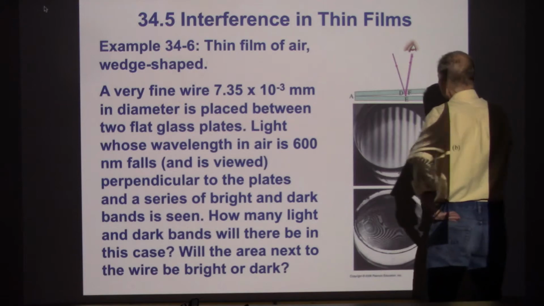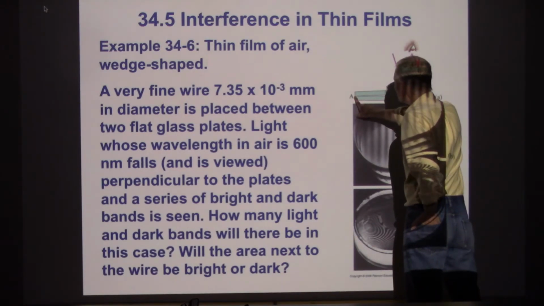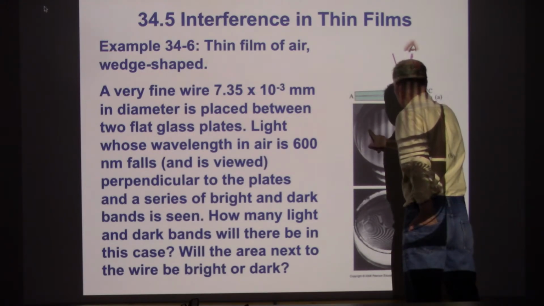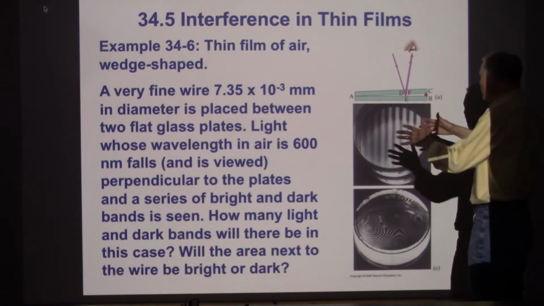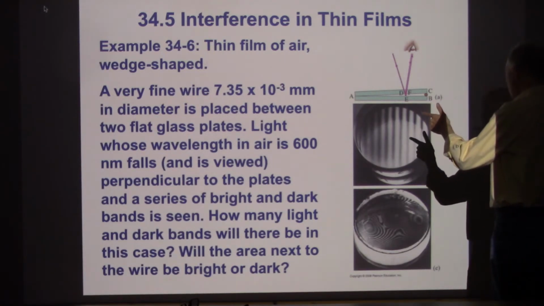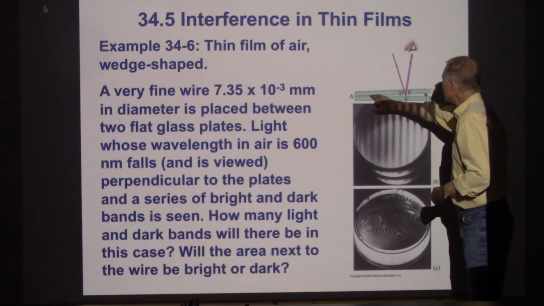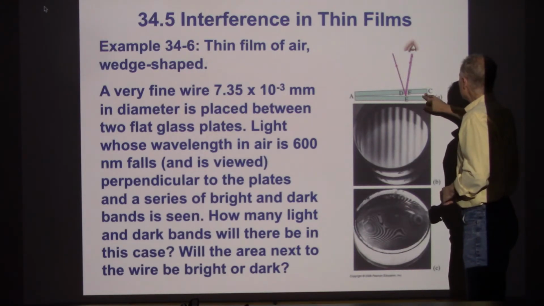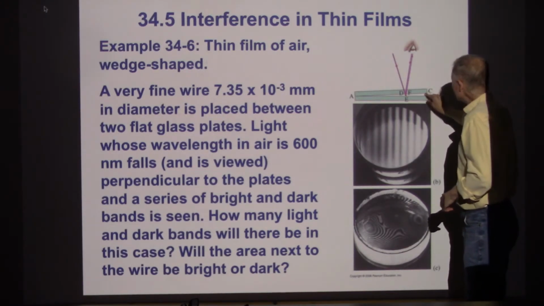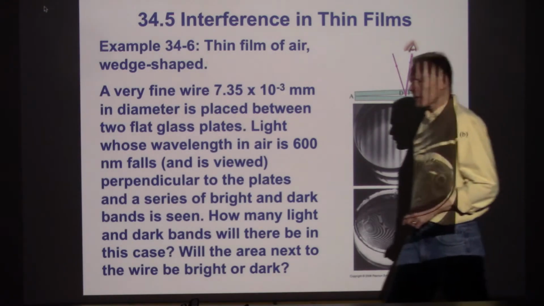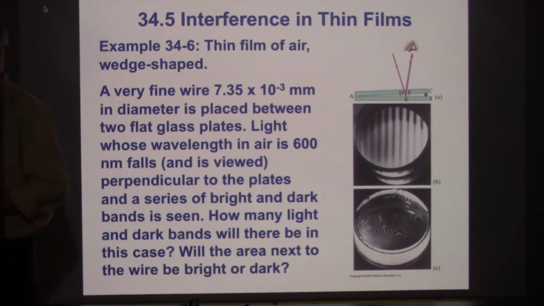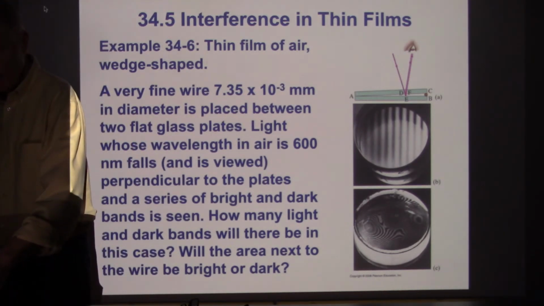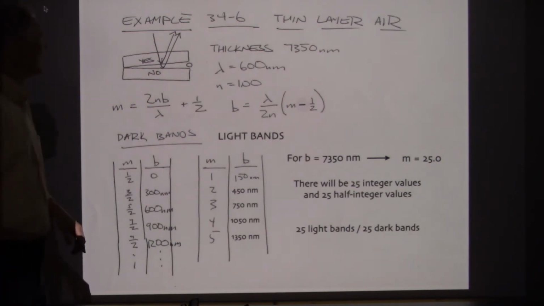Okay, so I guess we can count this. This would be where the two plates are right next to each other. So 1, 2, 3, 4, 5, 6, 7, 8, 9, 10. It looks like we have about 10 cycles of increasing thickness. So that would be about 10 wavelengths thick. So we're guessing that wire is about 10 wavelengths. Let's check and see. Let's run the numbers and see what we've got here.